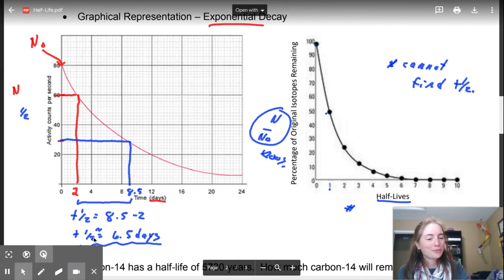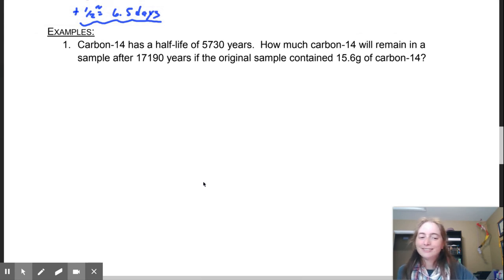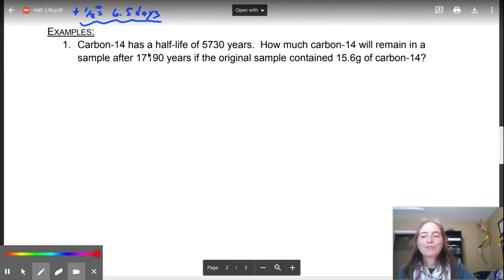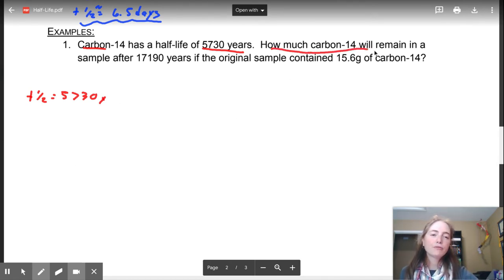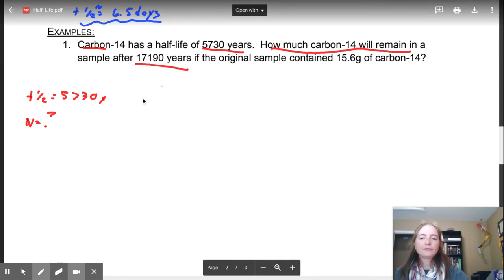Alrighty-o. Ready for some calculations? Sure you are. Calculations are great. All right, so ladies and gentlemen, carbon-14 has a half-life of 5,730 years. So there's the half-life in years. How much carbon-14 will remain? Well, we've been asked for N in a sample after 17,190 years has gone past. So that is our time.